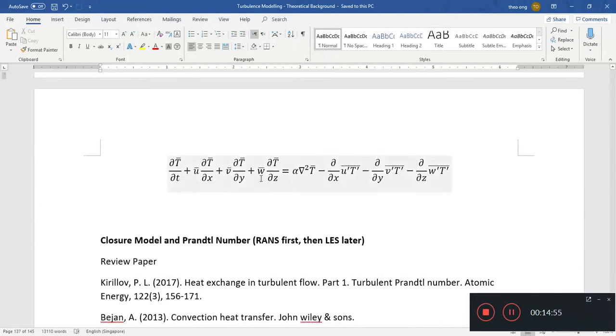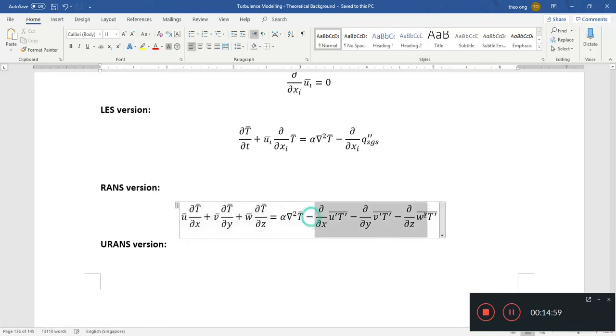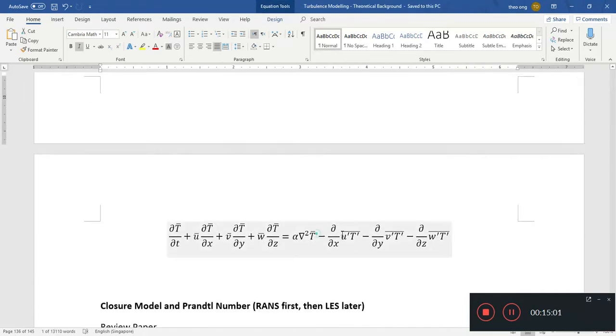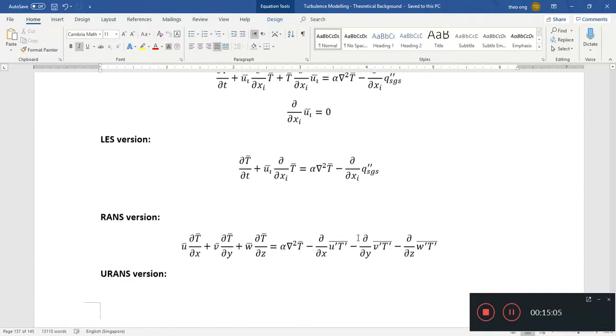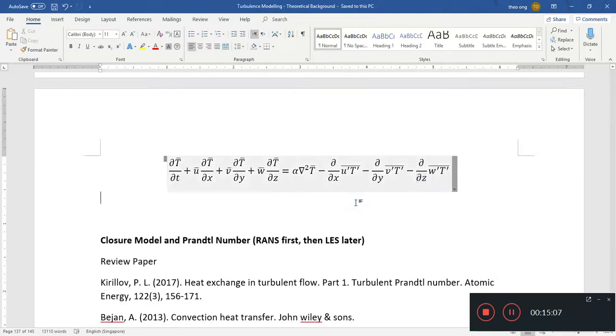Anyway, now we have to do some closure, and I want to introduce you to how we do the closure. Closure is mainly done like so.